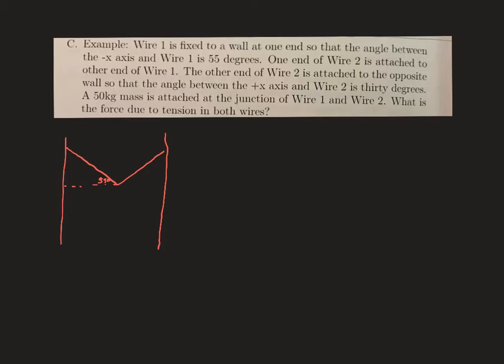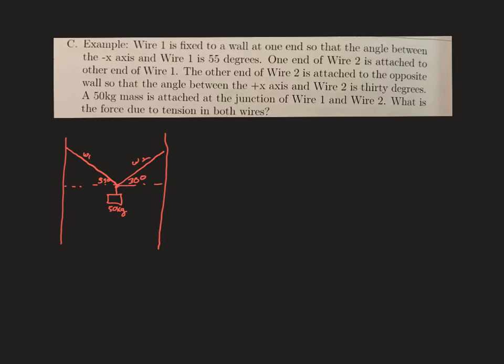So let's see. This is wire 1, this is wire 2, and this is an angle of 30 degrees. And then right here, there is a 50 kilogram mass attached. And we want to know what the tension is in wire 1 and wire 2.